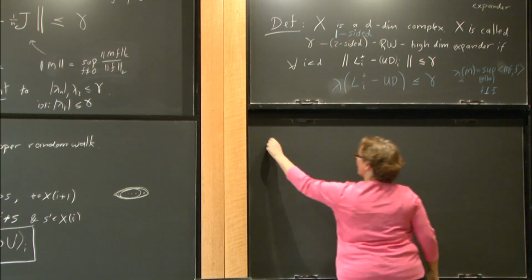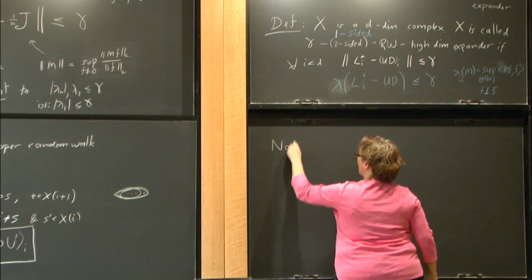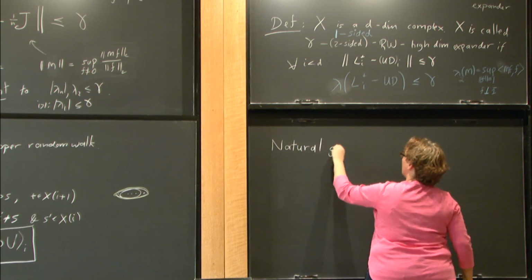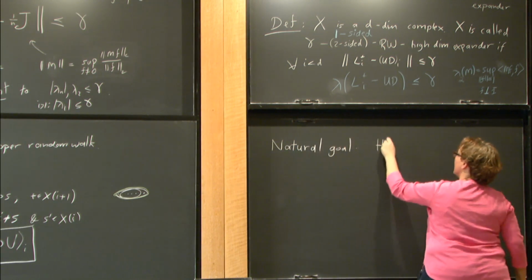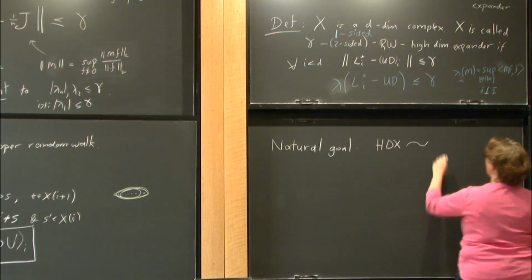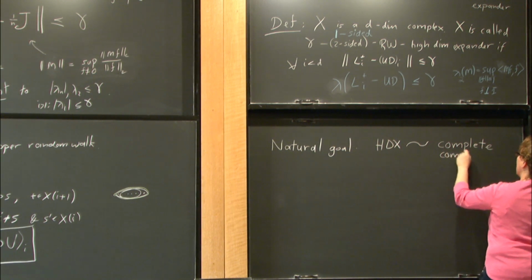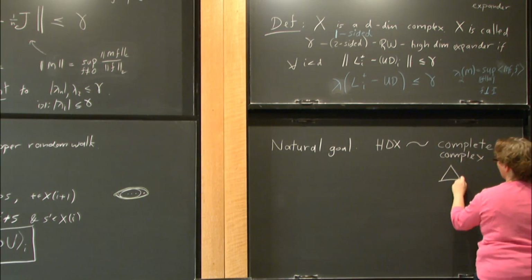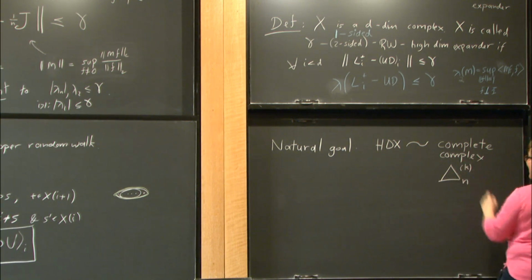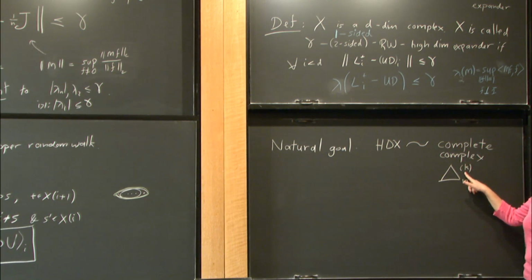A natural goal is to say an HDX is approximating the complete complex. Let me denote it by delta. So it's n vertices and the dimension is k. It's just like the Johnson scheme. You have a ground set of n elements, and you have all possible k plus 1 subsets, downwards closed. That's what we call the complete complex.